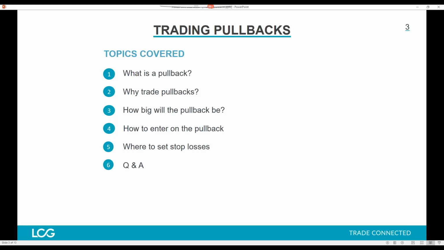And then once you think maybe the pullback has ended or is about to end, how do you actually enter on that pullback? How do you place the trade? How do you buy the dip or sell the bounce? Quick one on where to set stop losses. I haven't gone too in depth on that, but we can play around on the charting platform a bit. We'll have some Q&A at the end if needed, but in general, I will be demonstrating these ideas in live markets on the trading platform.